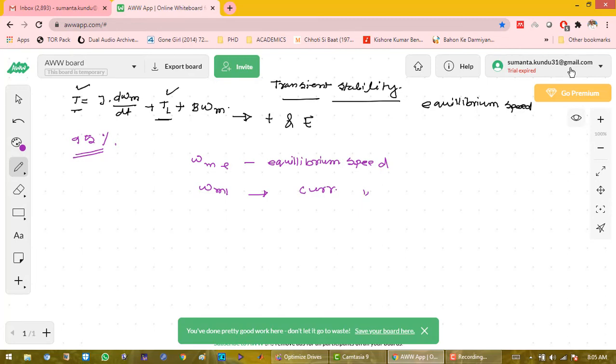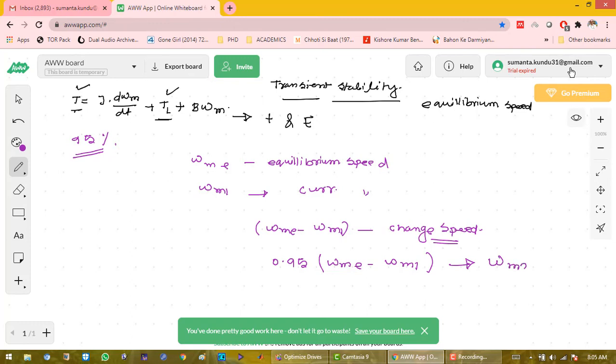Then omega me minus omega m1 is my change in speed. This is my change in speed. Okay. Now 95% of this is 0.95 into omega me minus omega m1. We can also assume this as omega m2. Later on we will consider this as omega m2.